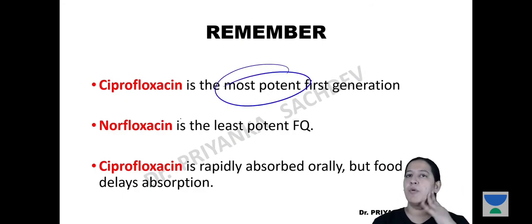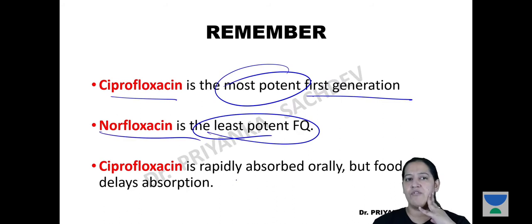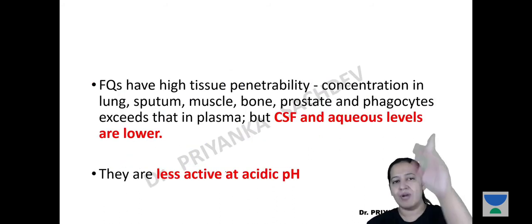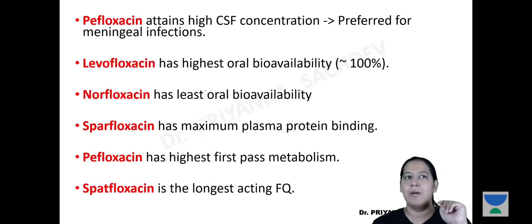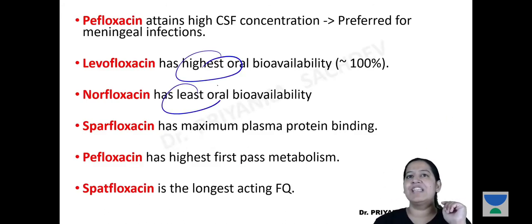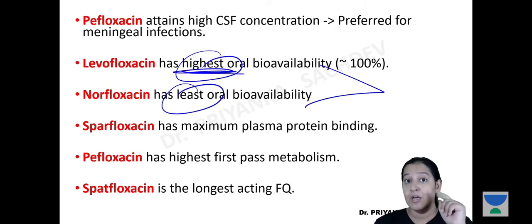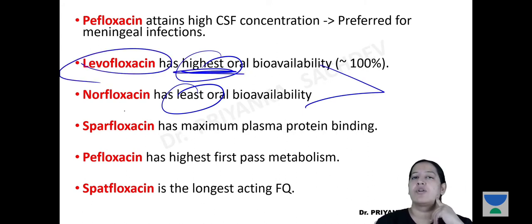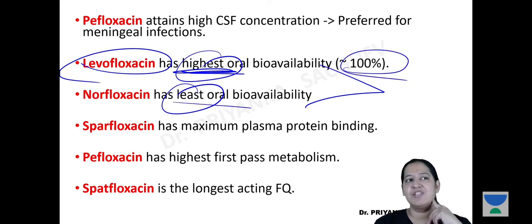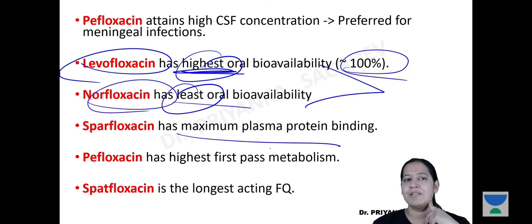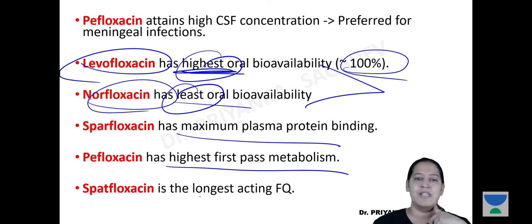Which is most potent among the first generation? It is ciproflox. Which is least potent among them is norflox. Which is readily absorbed but food delays the absorption? It is ciproflox. So likewise there are many one-liners. Highest bioavailability, least bioavailability: there are MCQs on both in past papers. Highest has been asked in FMG. It is levoflox, 100% bioavailability. Least bioavailability, norflox. Then highest plasma concentration, highest first pass mechanism, longest acting.